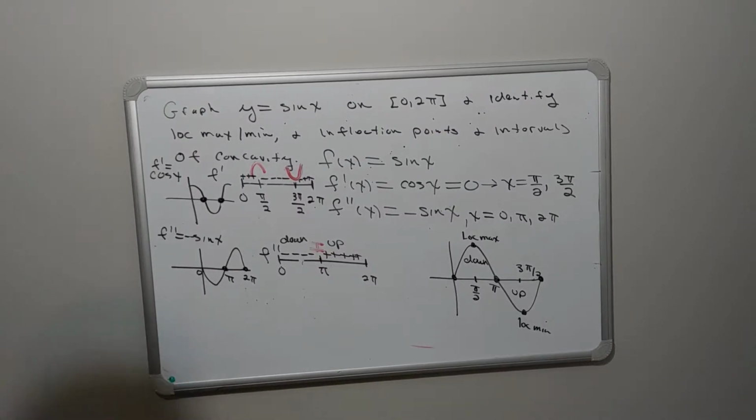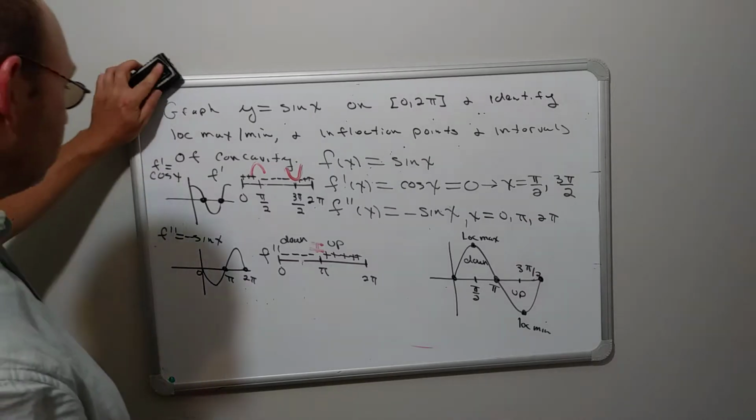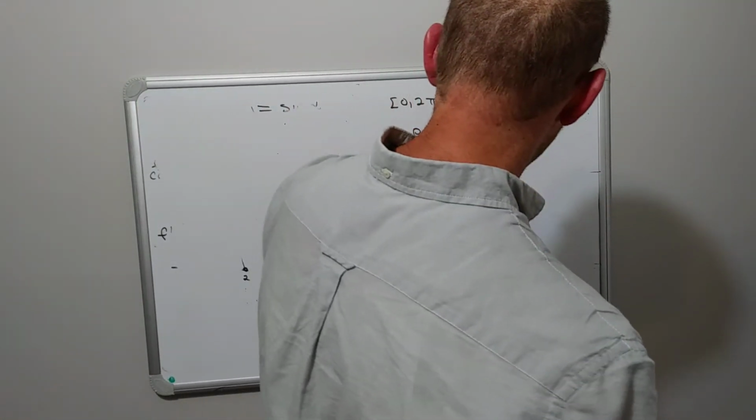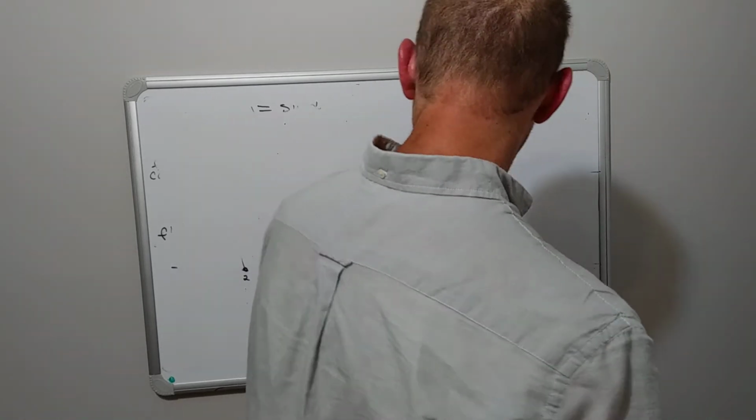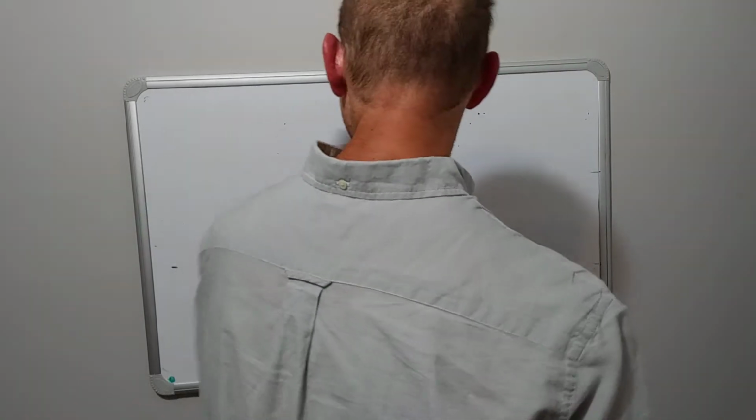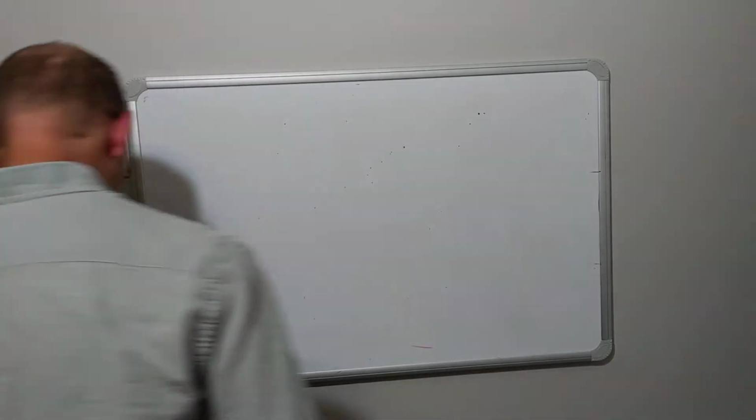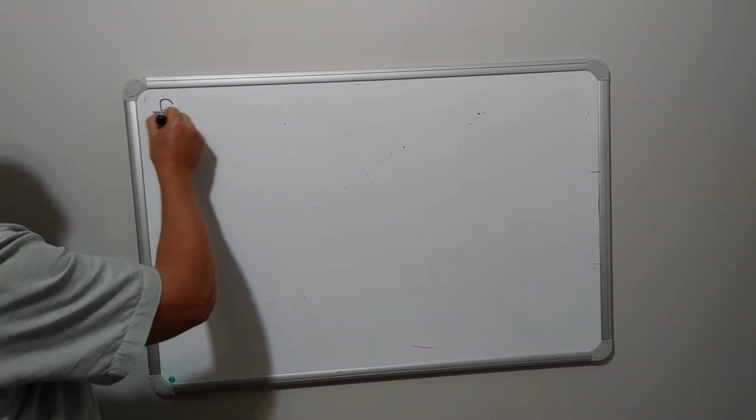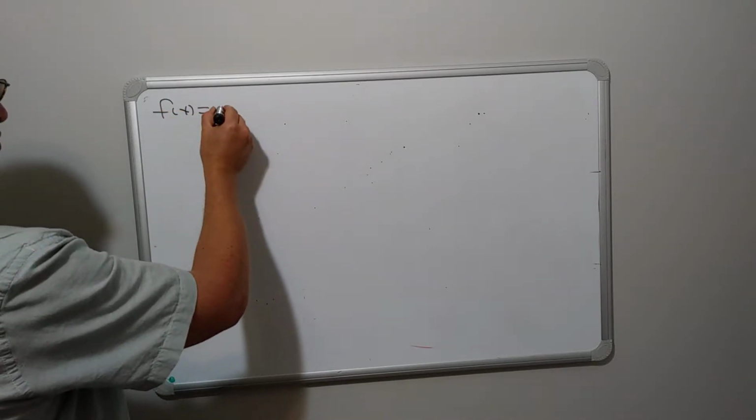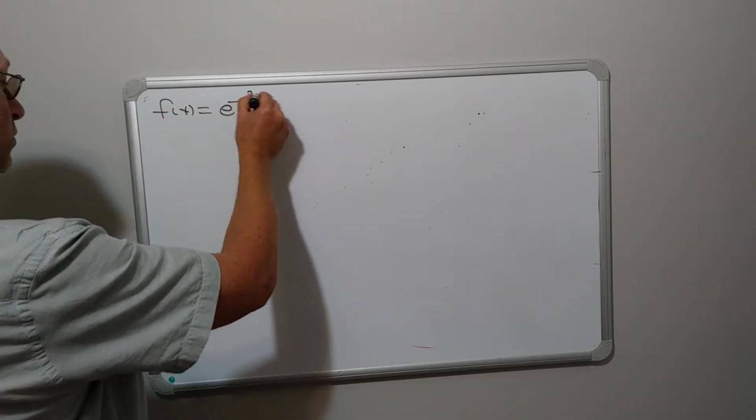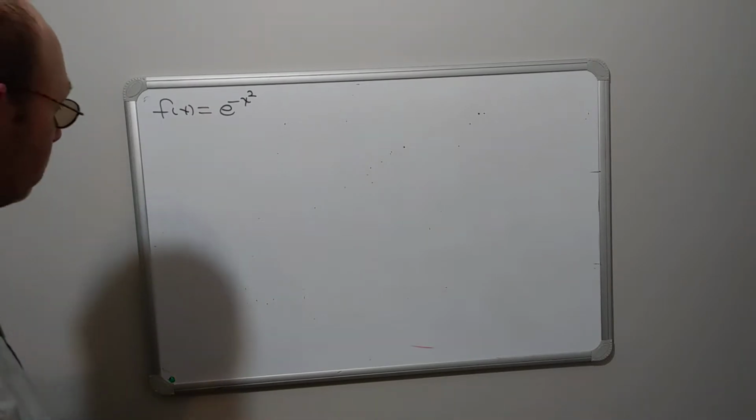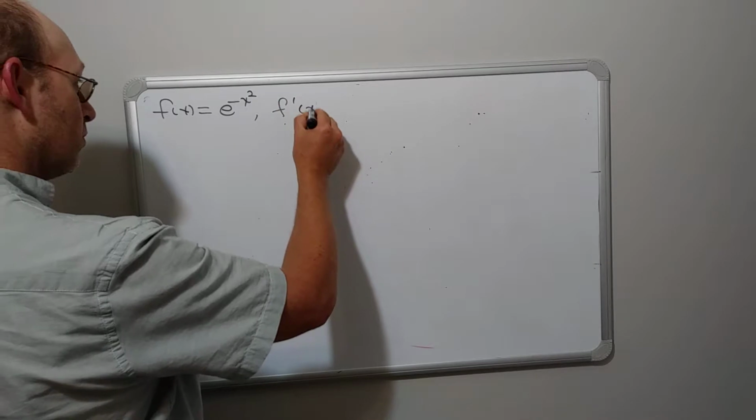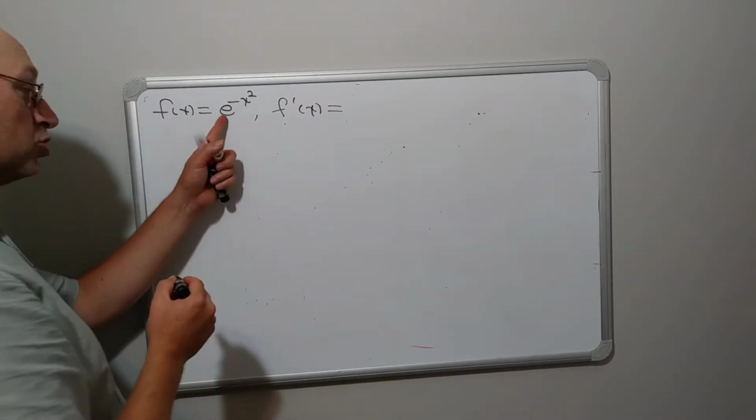All right, one more example. There's a very famous graph called the bell curve. f of x equals e to the minus x squared. So let's compute the first derivative using the chain rule.